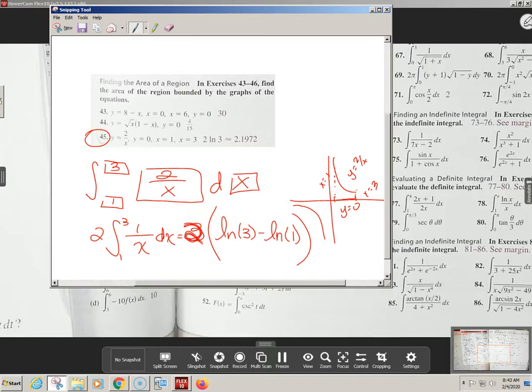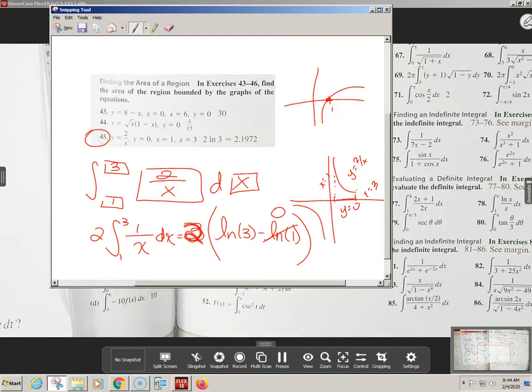What is ln of 1? Where does ln hit the x-axis? What is the 0 or the x-intercept of ln? Ln of 1 is 0. E to what power is 1? E to the 0 power is 1. So that technically goes away.